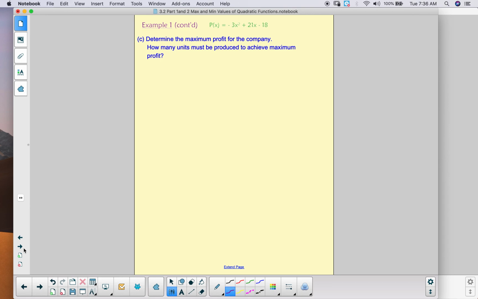Part C says, determine the maximum profit for the company. How many units must be produced to achieve maximum profit? So, you're thinking of this company where you have a function, which is the profit function, and X is the number of items produced. So profit is 0 at 100 units, it's 0 at 600 units, right? So you want to find out when the maximum profit is. So this point here is your maximum profit.